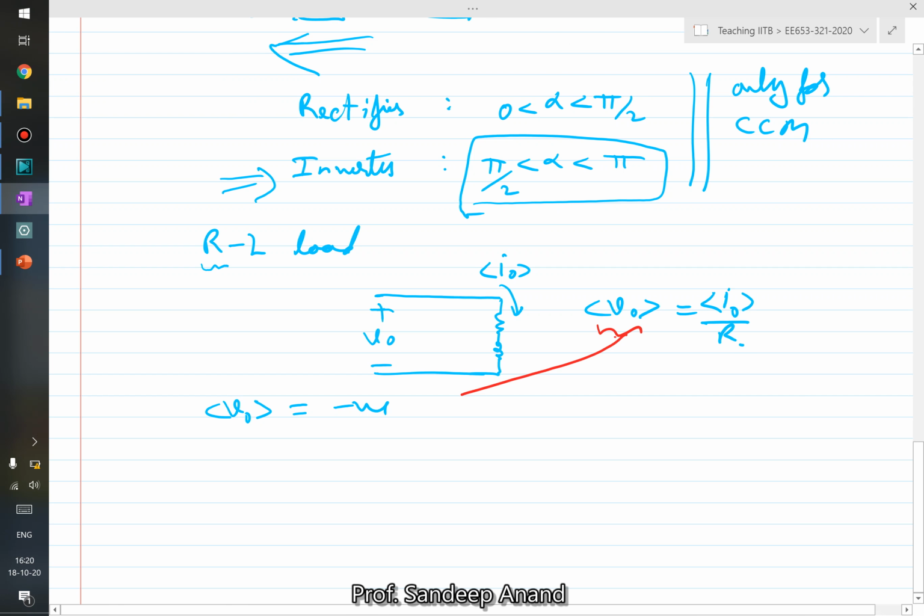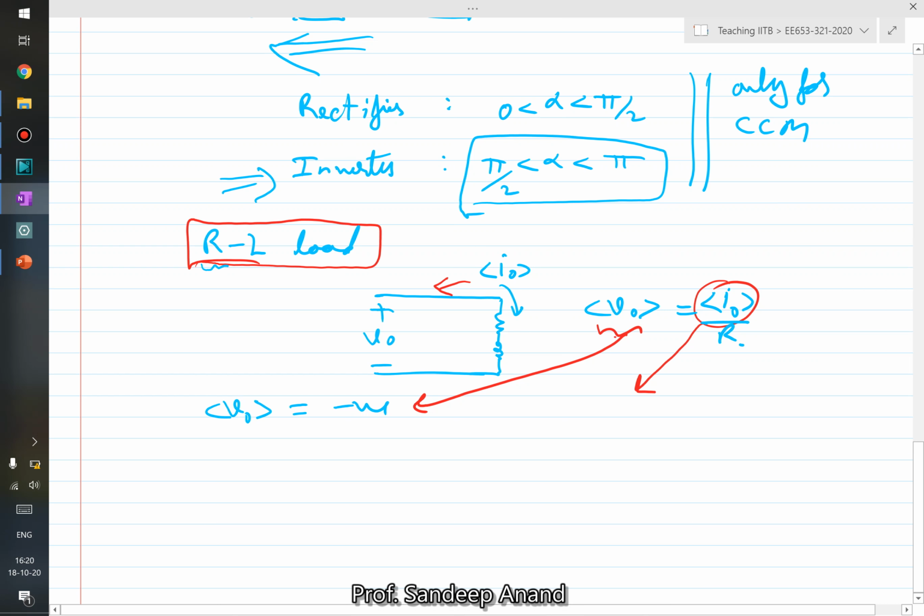therefore the IO value would also come out to be negative, but the average current can never be negative. And therefore the assumption that we made in this case, that the current is going to be continuous and the power is going to flow back in an RL case, is no longer true.